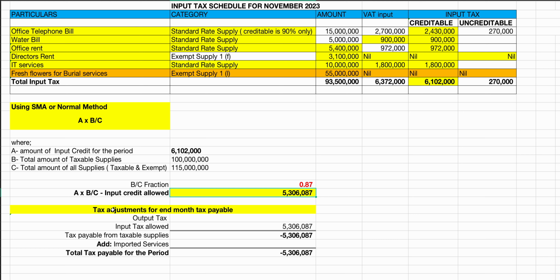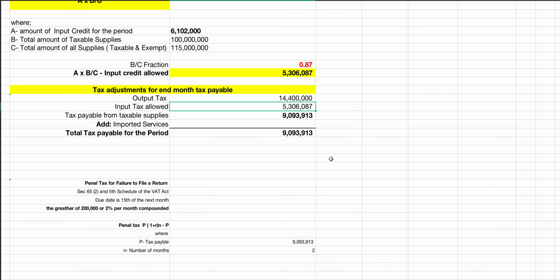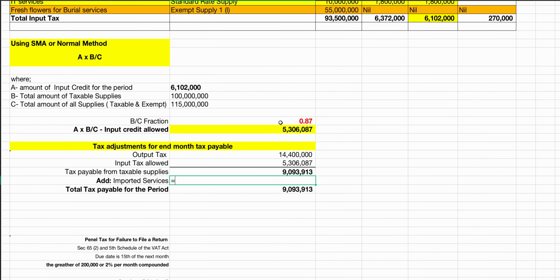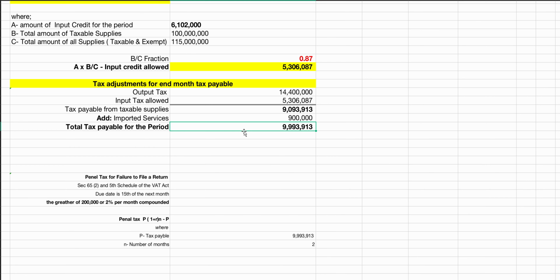So in the end, we'll go ahead and make our tax adjustments for the end of the month. For the tax payable, we bring our output tax, which we had as 14 million. And then after that, output minus input tax allowed, which is this, we get our tax payable from the taxable supplies, which is 9 million. And then we add our imported services tax, the 900,000, which we had here. That's how we get our total tax payable for the period.